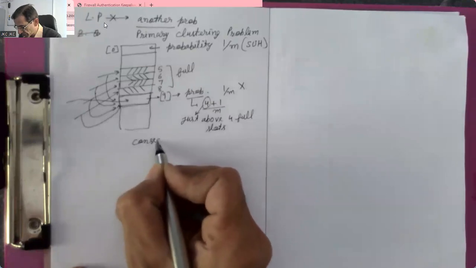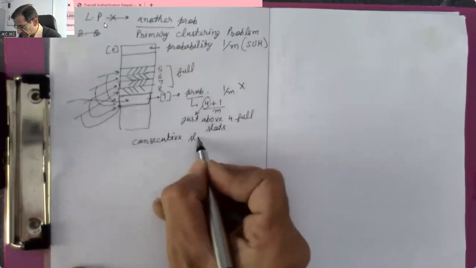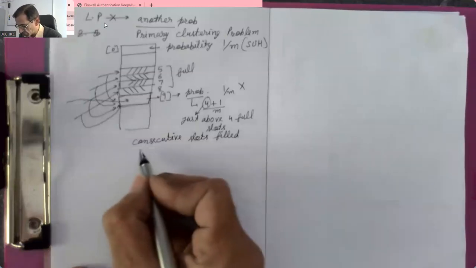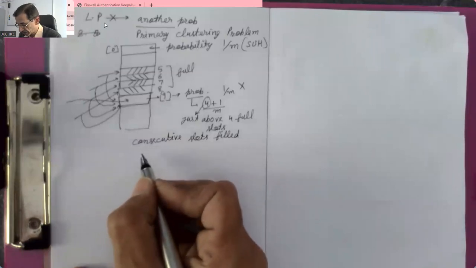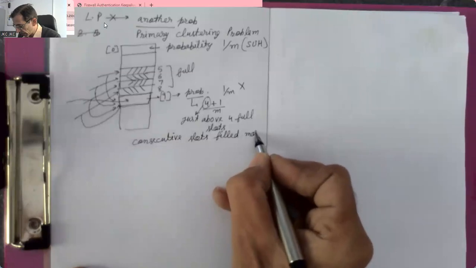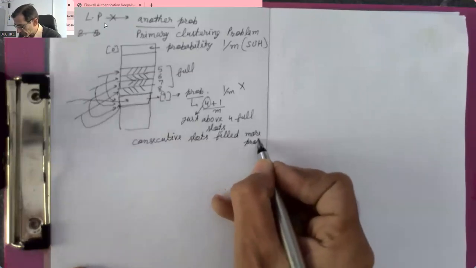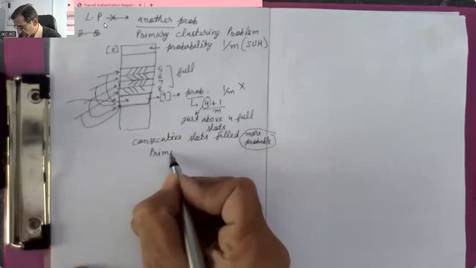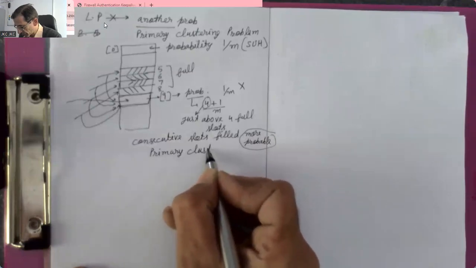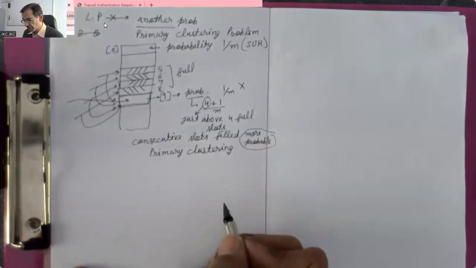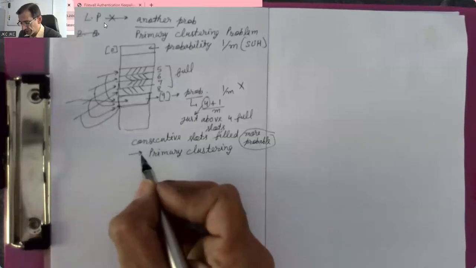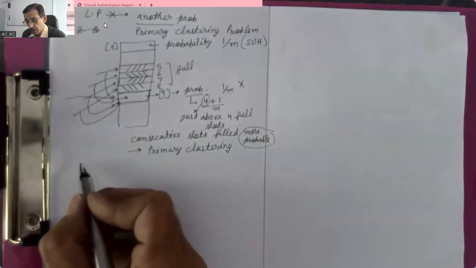So consecutive slots will be filled more frequently after some time if initially a few consecutive slots get filled. This will happen more, and this problem is called primary clustering. So linear probing has lots of problems. The problem came because I was storing the data at the immediate next position. So consecutive locations were likely to get filled and primary clustering used to happen. Hence came a better solution.